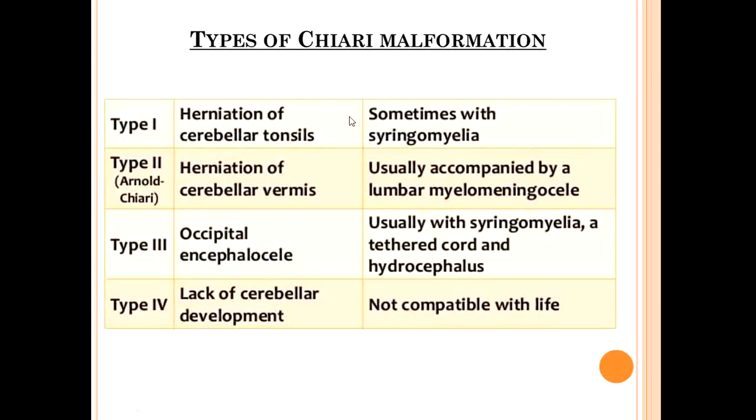Okay. And what can be types of Chiari malformation? It can be type 1, type 2, type 3 and type 4. Among that, type 2 is known as Arnold Chiari malformation. Okay. So these are the different types of Chiari malformation.